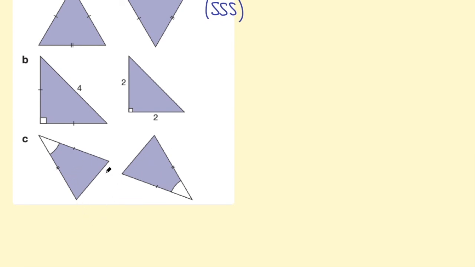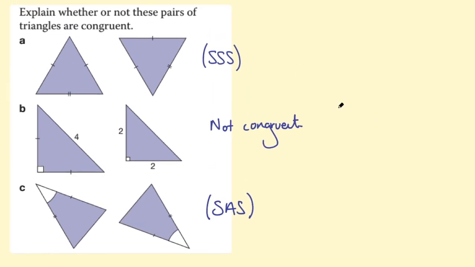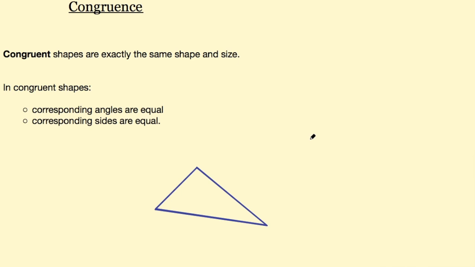The last one, we're given an angle and two sides, and for this one we can use the rule angle, side, angle, side for congruence. And that's all the examples I'm going to go through in this video. So we talked about what congruence is, we went through the 5 tests for congruence, and then we did a couple of examples. I always encourage you to do some extra practice on your own.